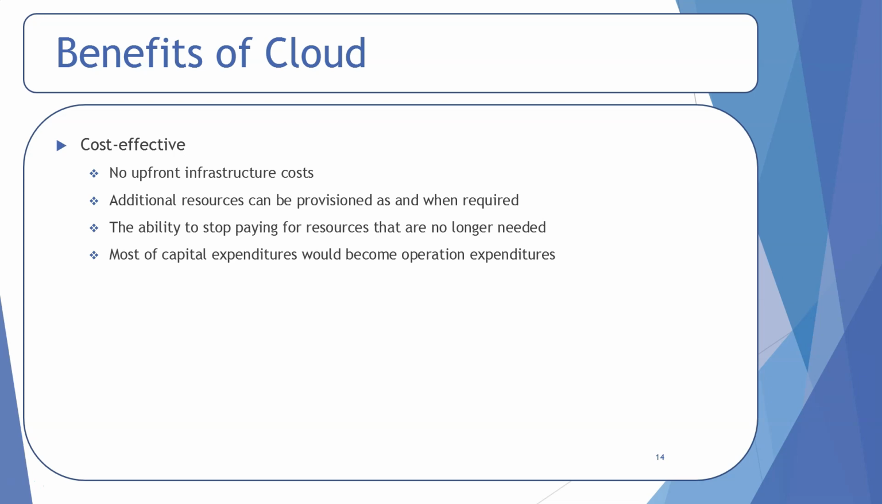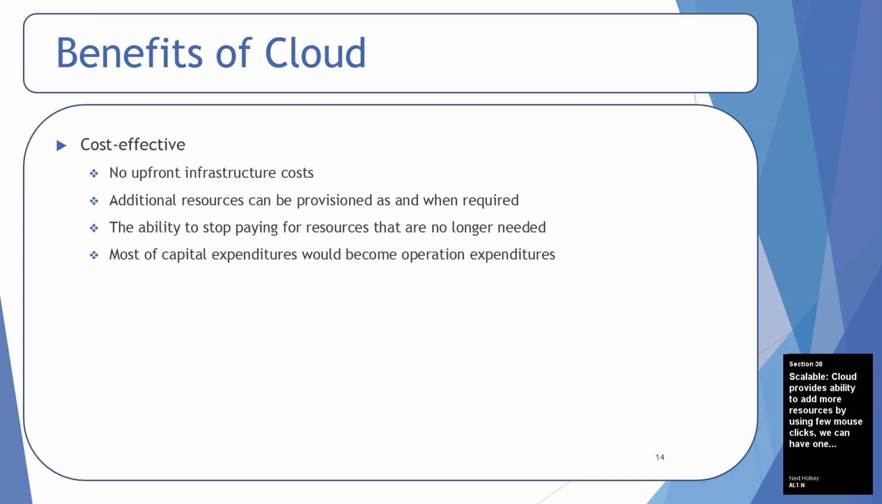For some future expansion or for spikes, we don't have to purchase and manage costly infrastructure that may not be used to its fullest capacity all the time. Additional resources can be provisioned as and when required, so we pay for additional resources only when they are needed. The ability to stop paying for resources that are no longer needed. Most of the capital expenditure or capex would become operational expenditure or opex.